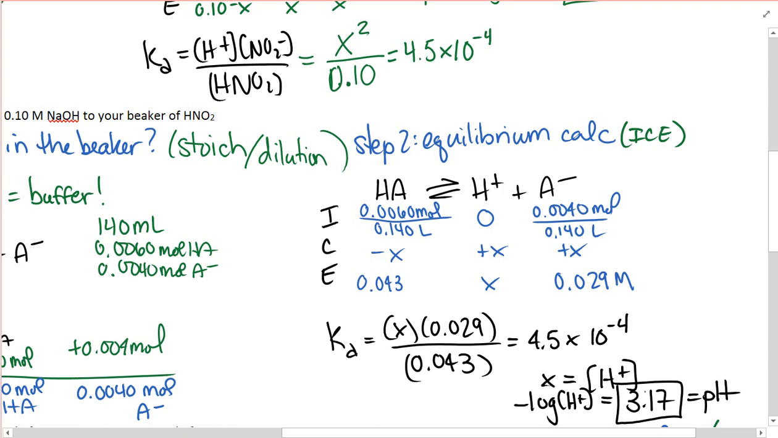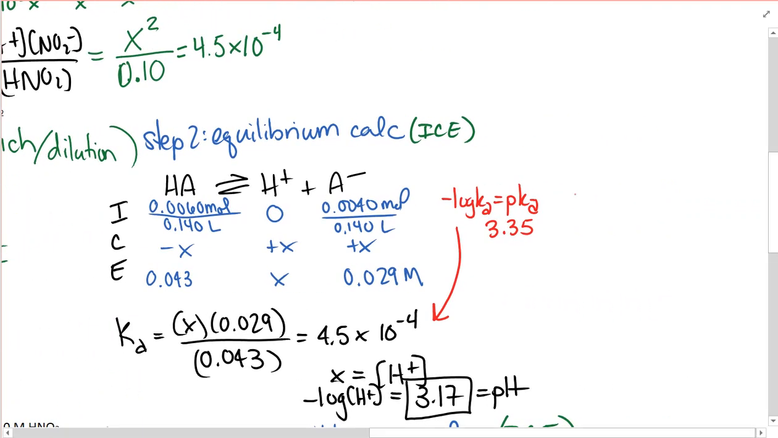Okay, so another interesting thing to note is that if you take the negative log of the Ka, that gives you the pKa. And if you do that right now for this number, you will find that the pKa is 3.35. So you should notice that when you have a buffer, the pH of your buffer is going to be close to the pKa of the weak acid component in your buffer.